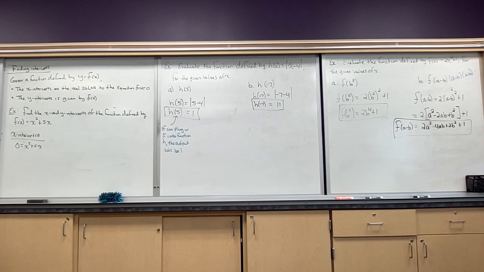Solving it, which we've done many times, I'm going to go ahead and factor an x out. I get x times x plus 5 in parentheses. And then we apply the 0 product property, so x could be 0. And if I set x plus 5 equal to 0, I get x equals -5.